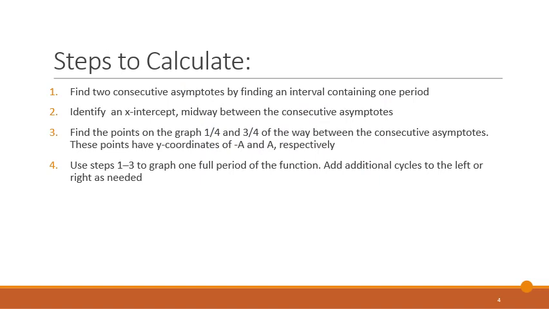So for our steps to calculate, first we're going to identify two consecutive asymptotes by finding an interval containing one period. Then we're going to identify an x-intercept midway between the consecutive asymptotes. Third, we'll find the points on a graph 1/4 and 3/4 of the way between the consecutive asymptotes with respective y coordinates of -a and a, a being amplitude. And then we'll use steps 1 through 3 to graph a full period.